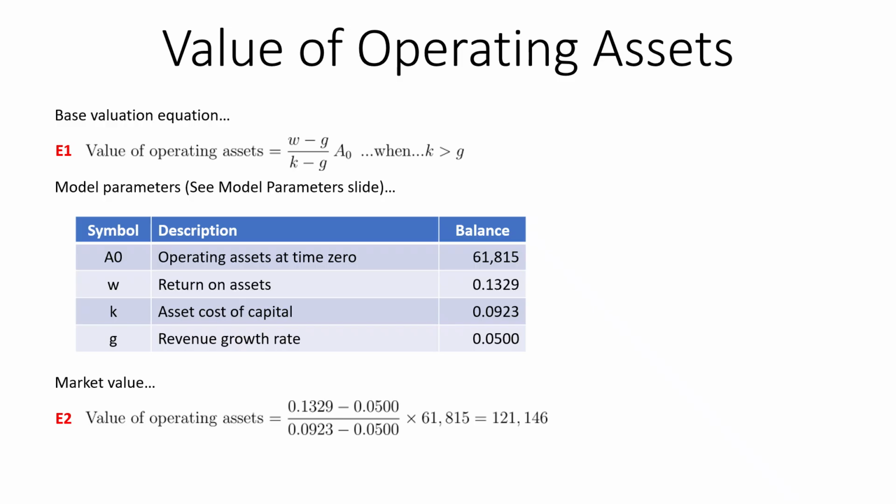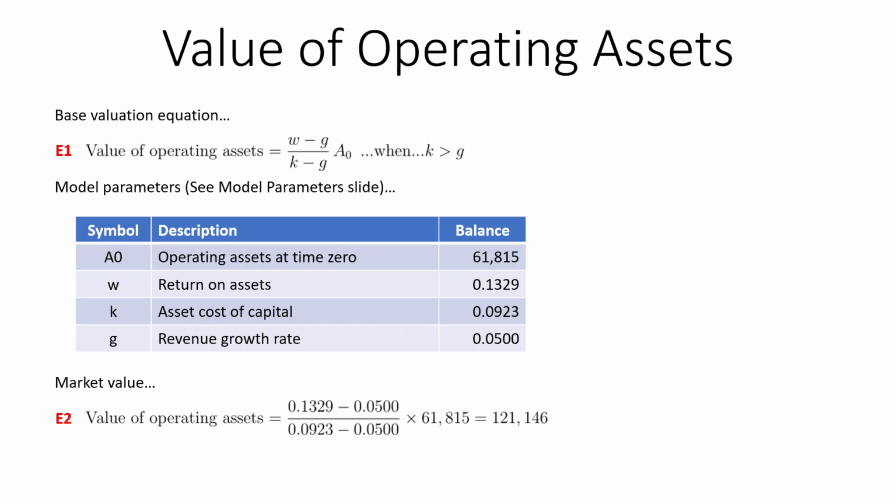If we take a look at our model parameters, that comes from the model parameters slide. A subscript 0 is the assets at time 0. That's operating assets at time 0 currently. And remember the time 0 for this case is December 31st, 2025. The operating assets are 61,815. Our return on assets is 13.29%. Our cost of capital is 9.23%, and our revenue growth rate is 5%. Note that return on assets is 13.29% and my cost of capital is 9.23%, so I am earning an above market rate on my assets. Therefore my assets will trade at a premium.